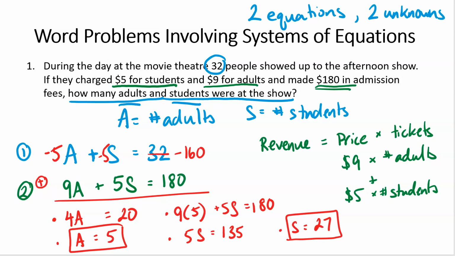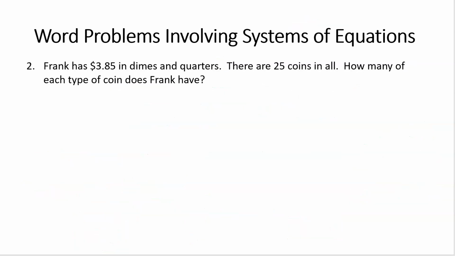For the rest of the examples, we're just going to set up the two equations. Next example. Frank has $3.85 in dimes and in quarters, and there are 25 coins in total. How many of each type of coin does Frank have? This is actually a similar question to the first example, so if you think you can solve it yourself, go for it and check your answer with mine. I'll move ahead and start with a couple of equations. Here's a key point.